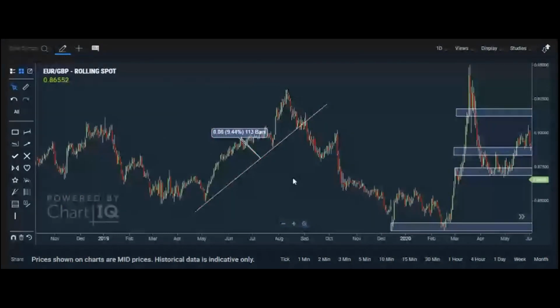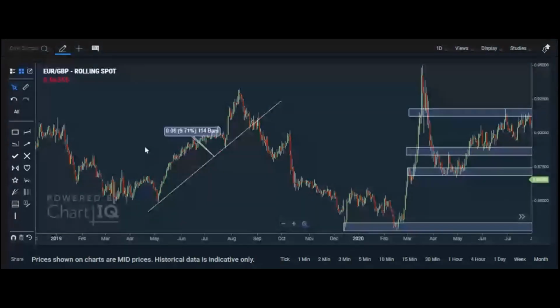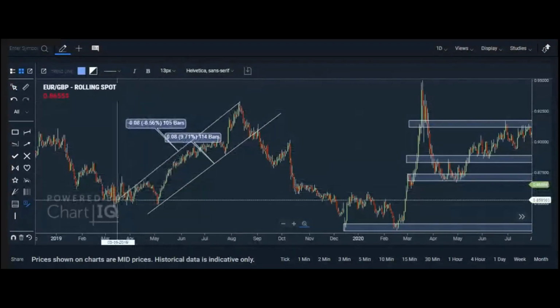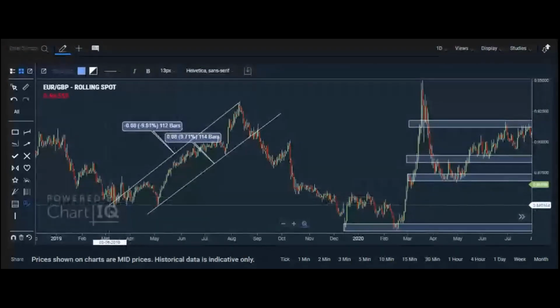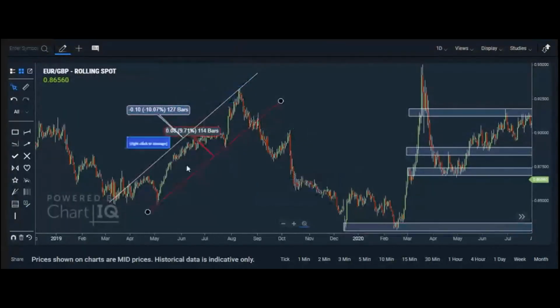Now, let's check out the channels. The channels, okay? Let's check out the channels. So this is the supporting, and this is the what? The resisting channel. So what happened? We broke and started going to the downside, right? That's for the up channel.